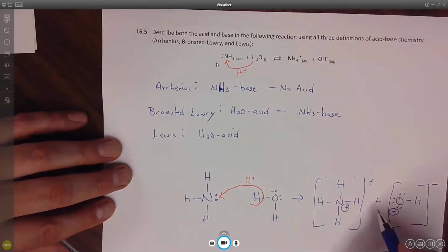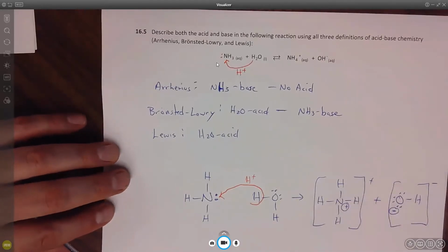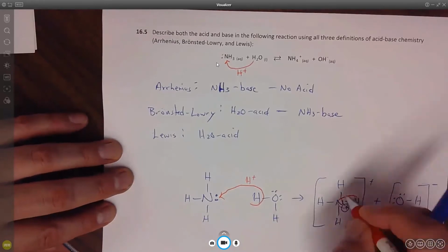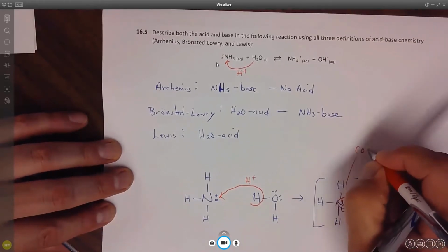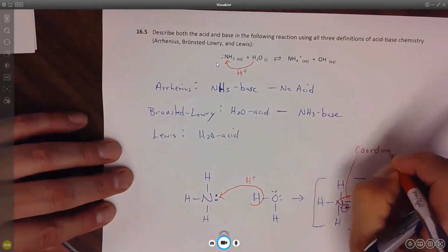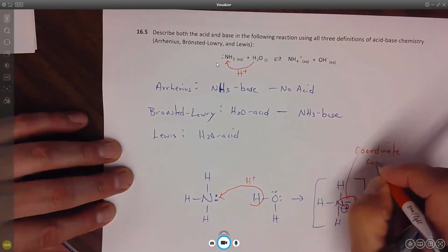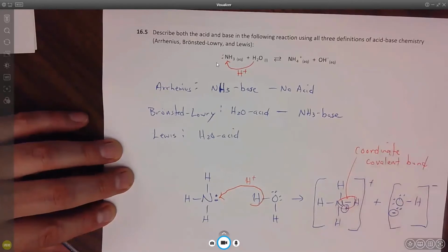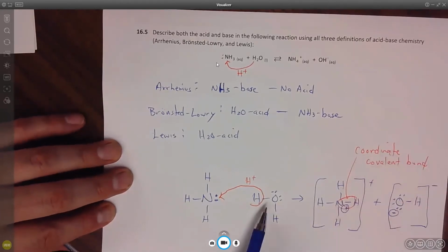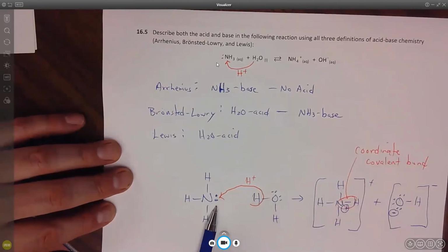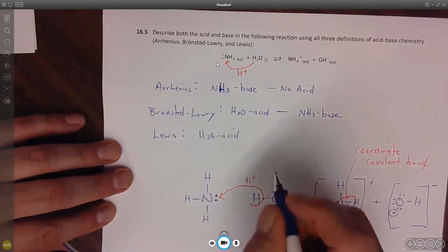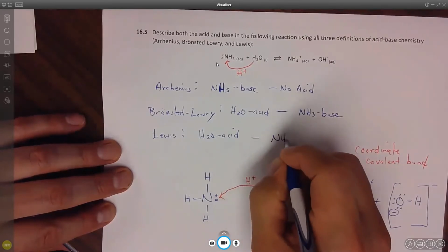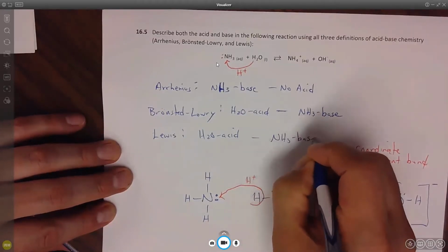And so that coordinate covalent bond was formed right here, right? This would have been the coordinate covalent bond. So now we can see that the water accepted the lone pair to form the coordinate covalent bond, and it was the ammonia that donated it. So therefore the ammonia is the Lewis base.